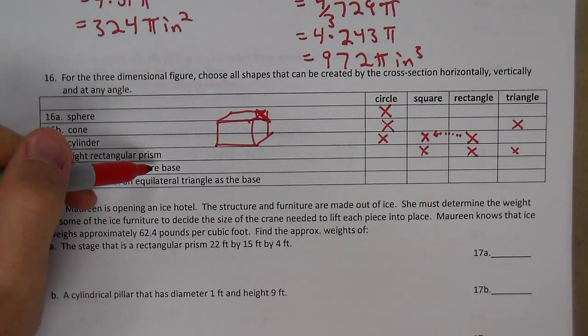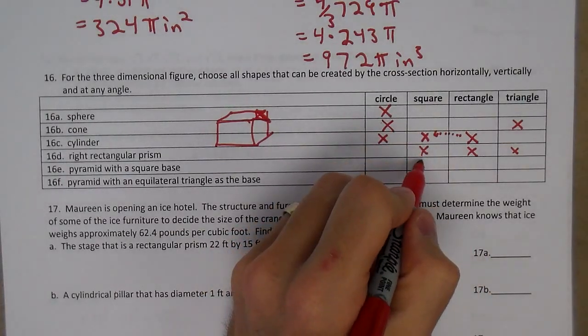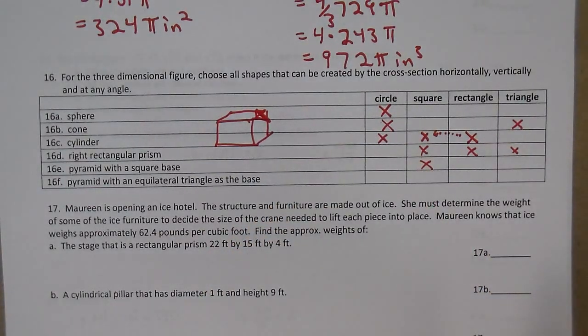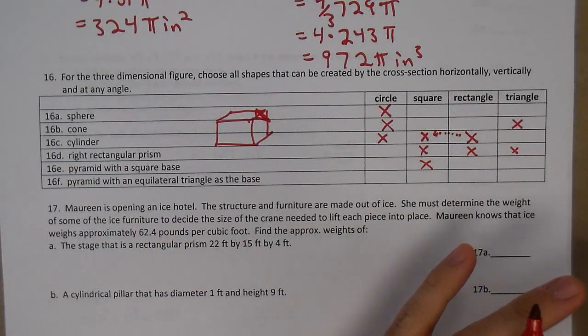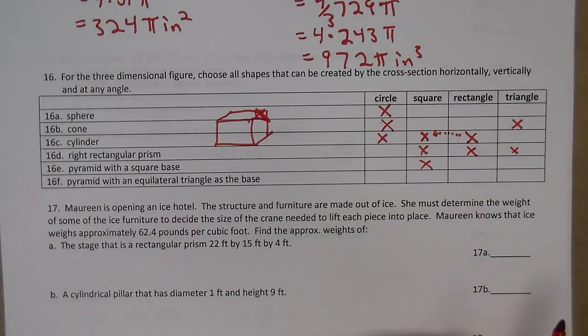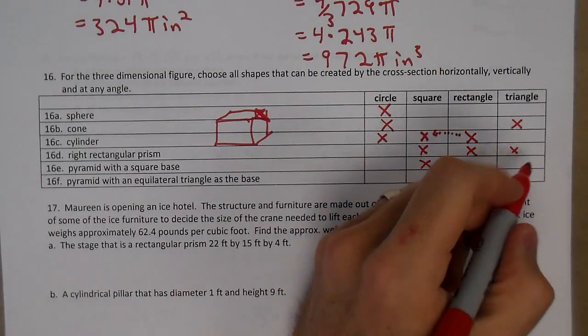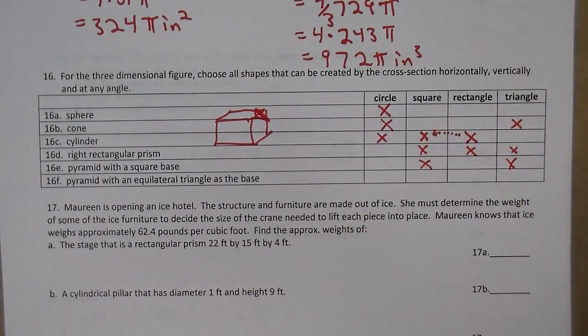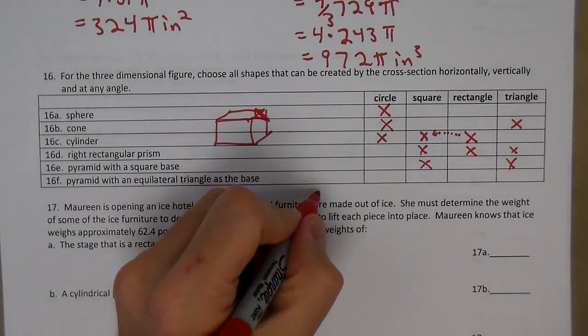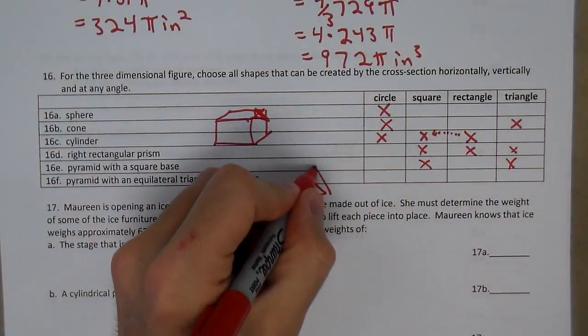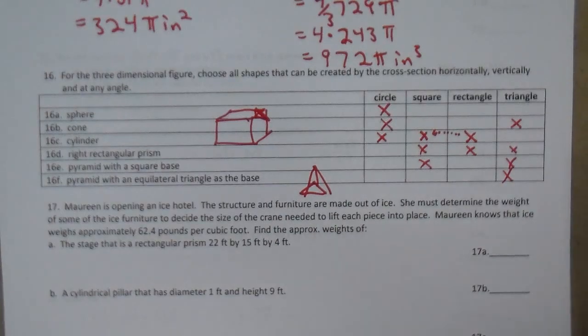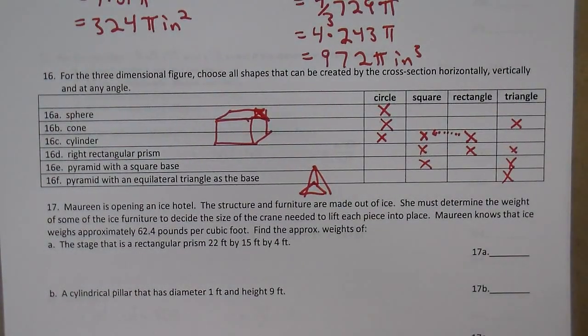16E, a pyramid with a square base. Well, if I cut parallel to the base, I could get a square there. A rectangle, depending how we turn it, is not really going to work because once it starts shrinking in, it's not going to help us there. But you could get a triangle if you cut down from the top. A pyramid with an equilateral triangle as a base. That one we can definitely get a triangle. From the base, if we cut down from the top, it'll be a triangle. A rectangle or a square are probably not happening.